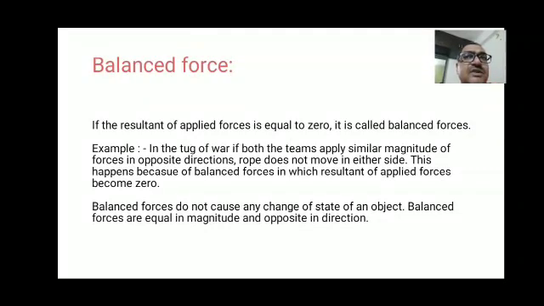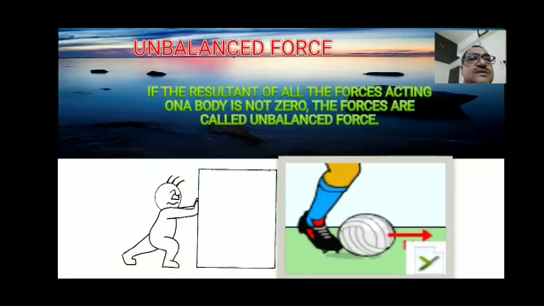In tug of war, this situation comes just for a single moment or a short period of time. Balanced forces do not cause any change in the state of an object. Balanced forces are equal in magnitude and opposite in direction. So this is all about balanced force. Then students, the second type of force is unbalanced force. What is meant by unbalanced force? If the resultant of all the forces acting on a body is not zero, the forces are called unbalanced force.